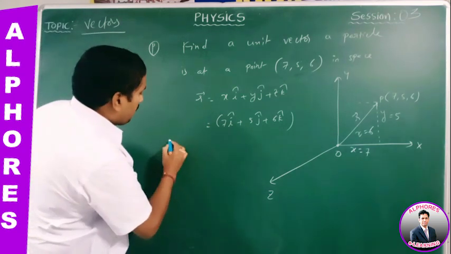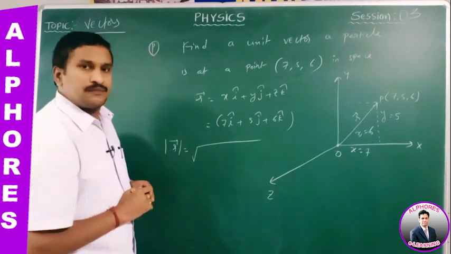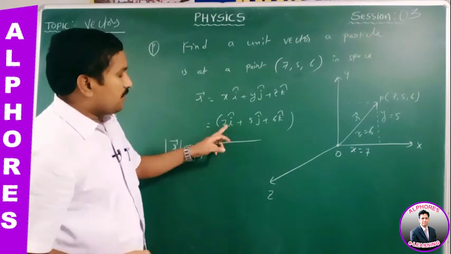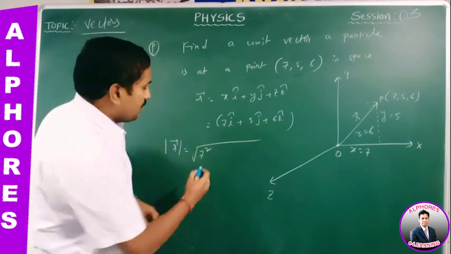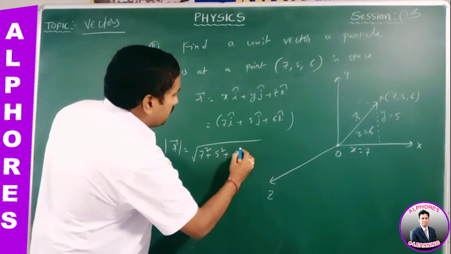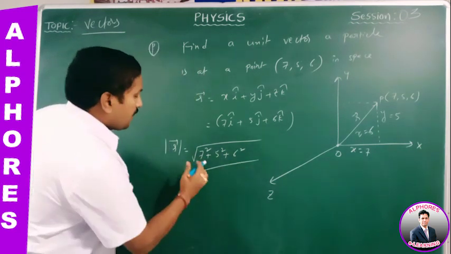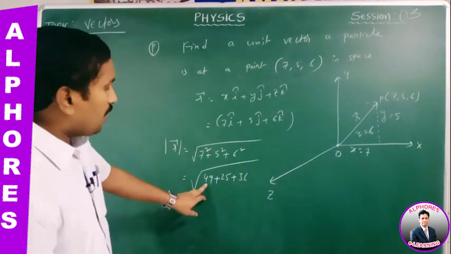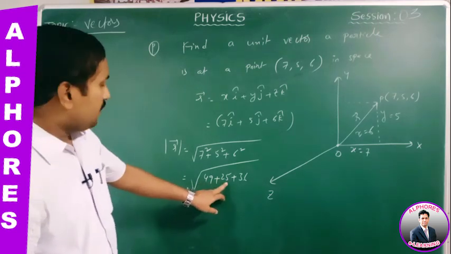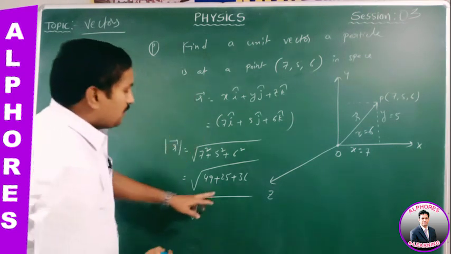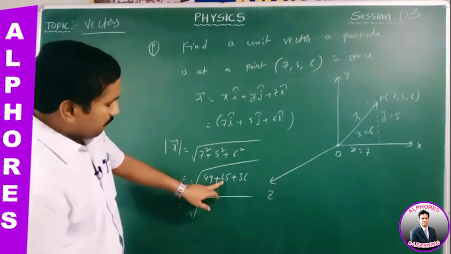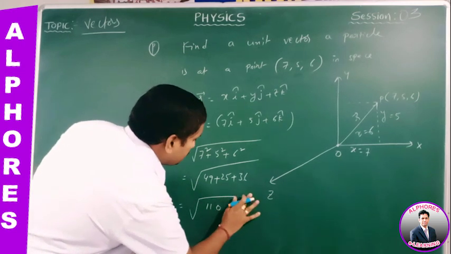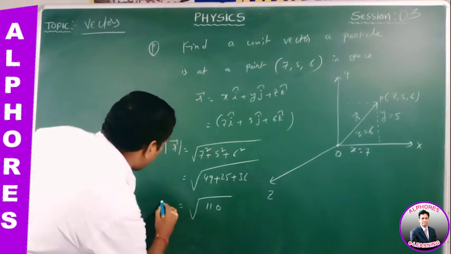Now, what is the magnitude of this position vector? The magnitude is the square root of the i coefficient squared plus the j coefficient squared plus the k coefficient squared. That means the square root of 7 squared plus 5 squared plus 6 squared. 7 squared is 49, 5 squared is 25, and 6 squared is 36. 49 plus 25 is 74, and 74 plus 36 is 110. So the magnitude of the position vector of the particle is root of 110.